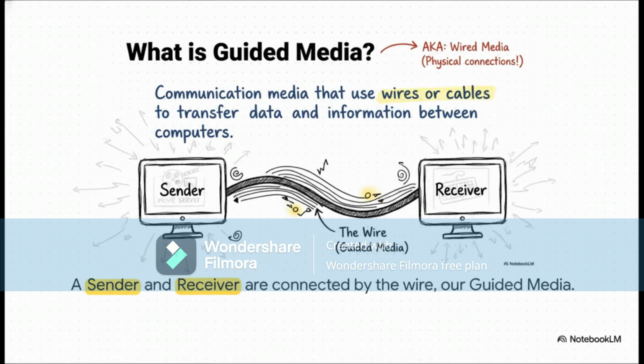All right, check out this diagram. It makes the whole thing super simple to understand. See, you've got a sender. That could be a Netflix server streaming a movie. Then you've got a receiver. That's you on your computer. And what connects them? The wire. That's our guided media. It's that direct, physical path for the data to travel down.